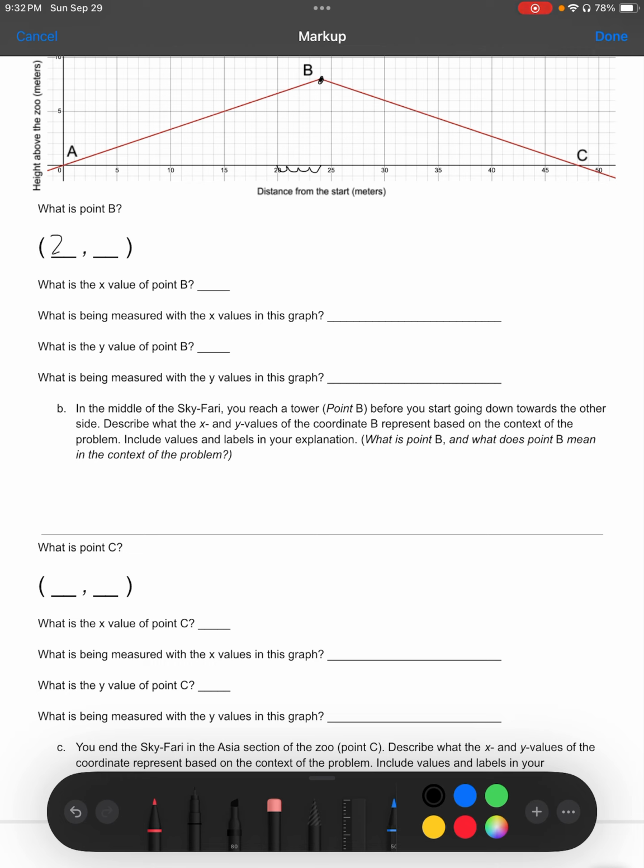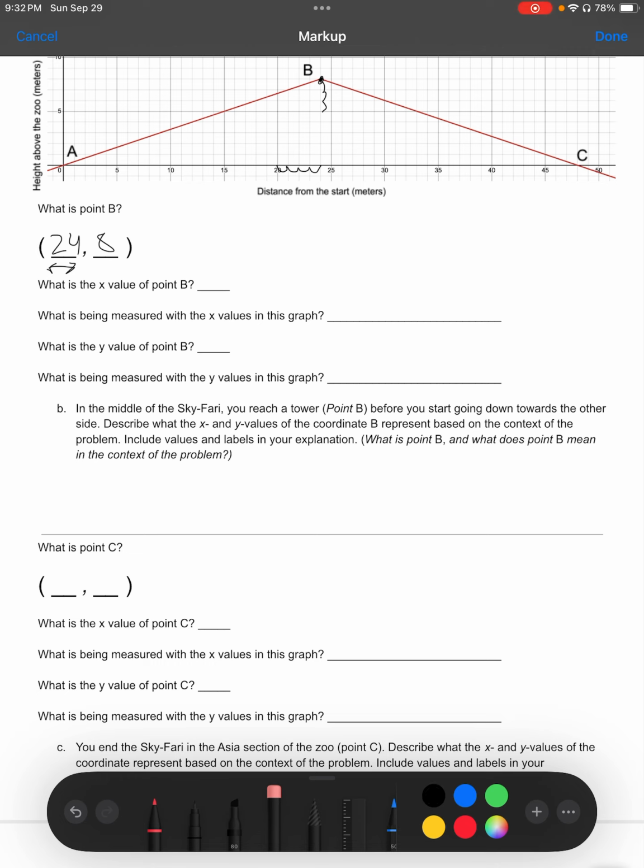That is the x value, the number that tells us how far left and right we are. That is the x value of this point. It is 24 to the right, and then here would be 5, 6, 7, 8. So it is 8 up.